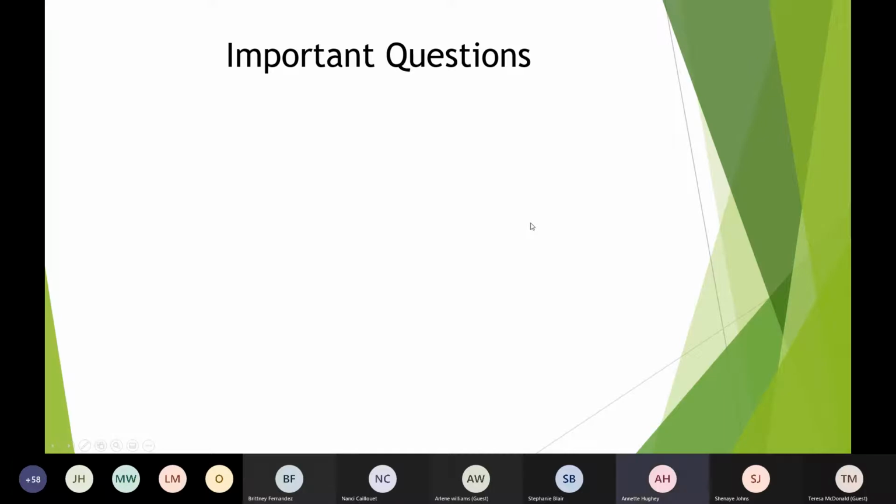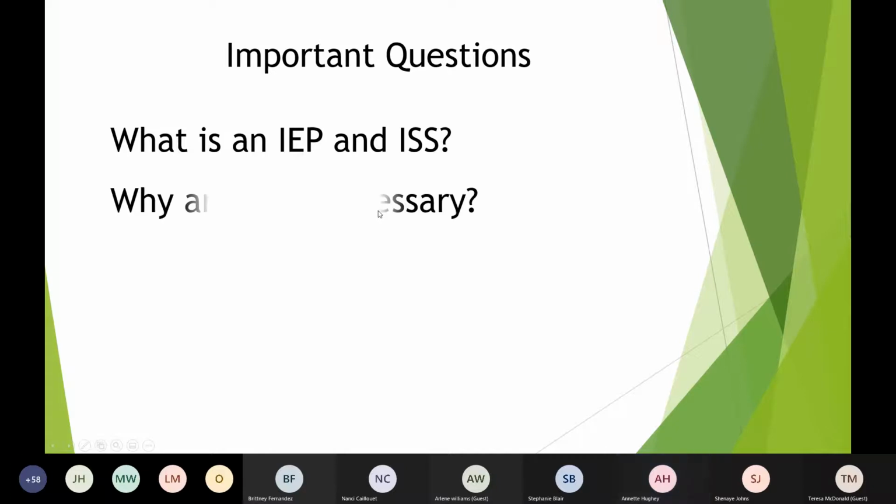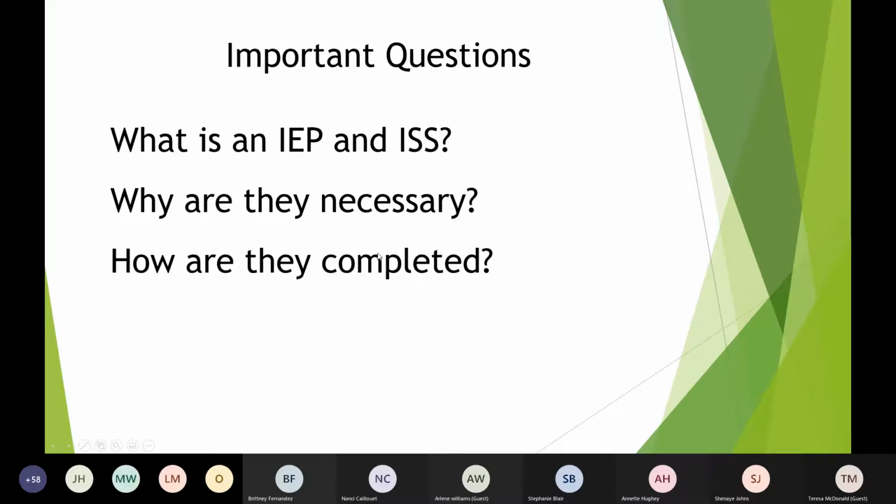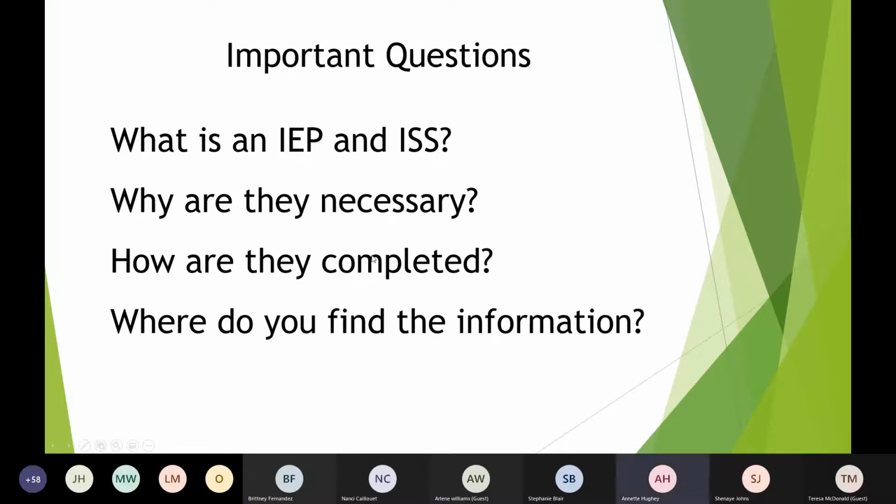If you're like me, when I first was introduced to workforce, I was like, what is an IEP and what is an ISS? And I started asking myself a ton of different questions, such as, what is an IEP and an ISS? Why are they necessary? How are they completed? Where am I going to find all this information? And when are they updated?